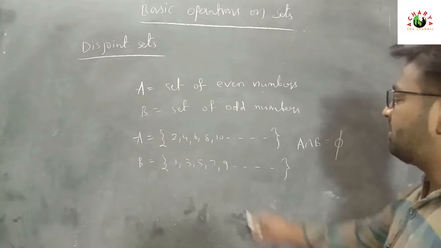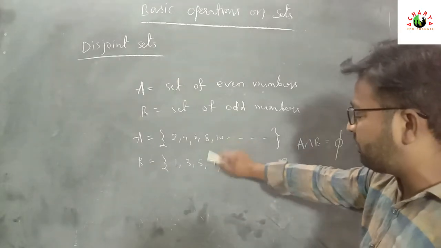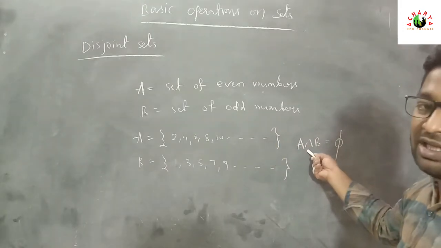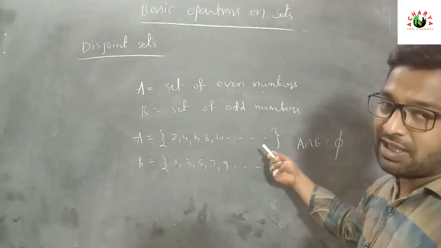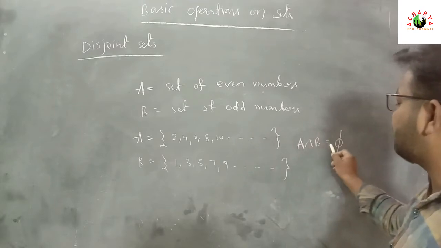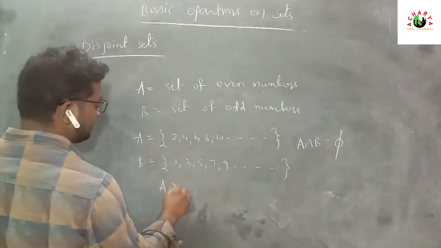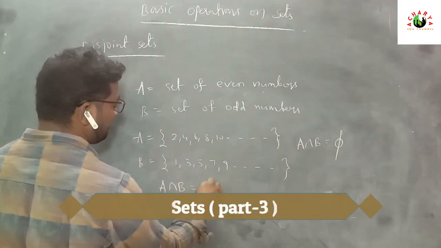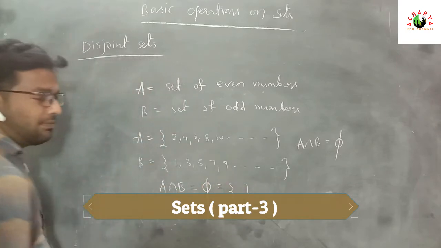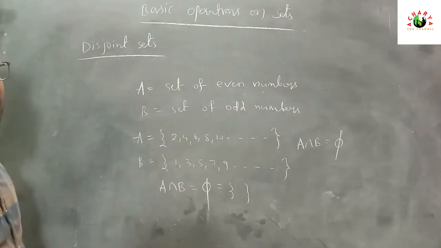Disjoint sets. Okay, now here 2, 4, 6, 8, here 1, 3, 5, 7, there is no common element in both. So finally, A intersection B. Intersection means what? Common elements of both sets. There is no common element. So finally A intersection B is equal to the null set, which is represented by the phi symbol. So this type of sets we can call disjoint sets.